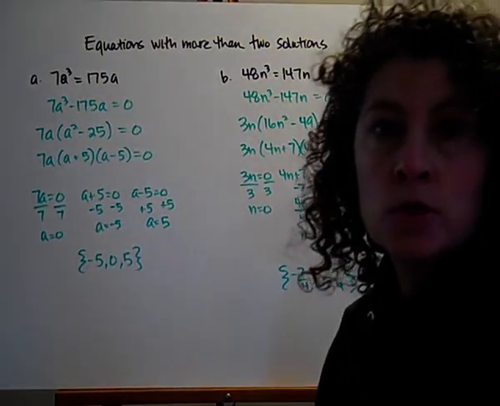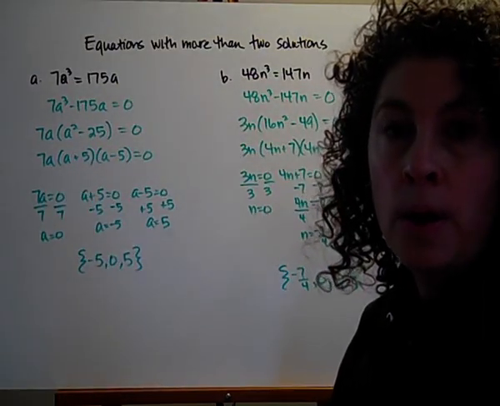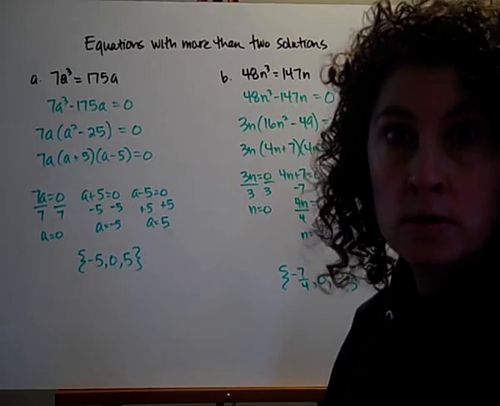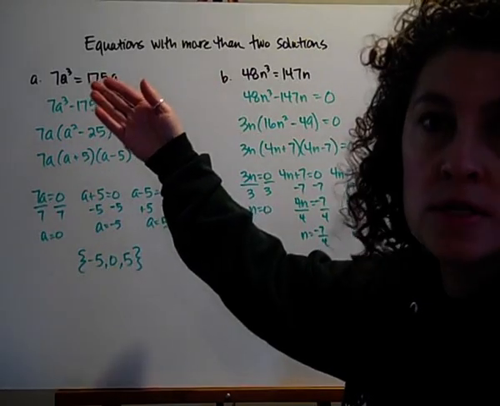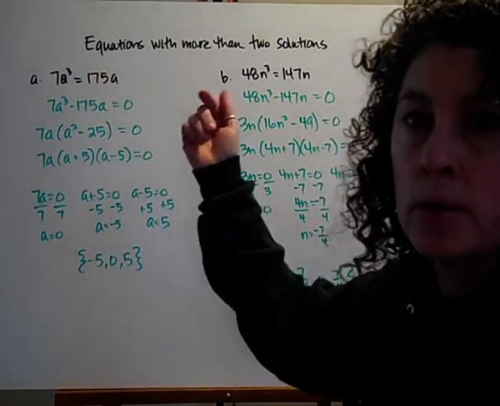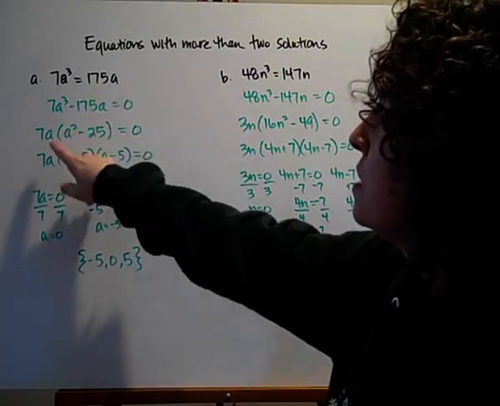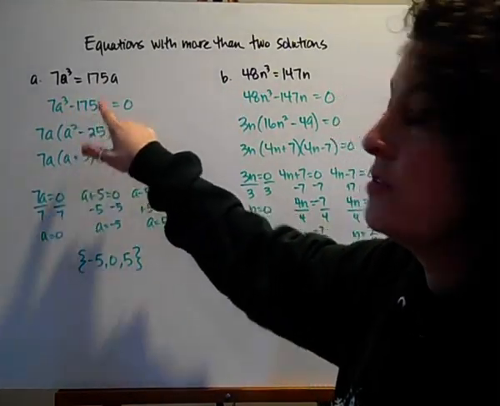So remember, the first thing we're going to do when we're solving an equation that has more than one solution here is I'm going to set it equal to 0. I'm going to use my zero product property to help us solve this. So we're going to set this equal to 0. So I have 7a cubed minus 175a.